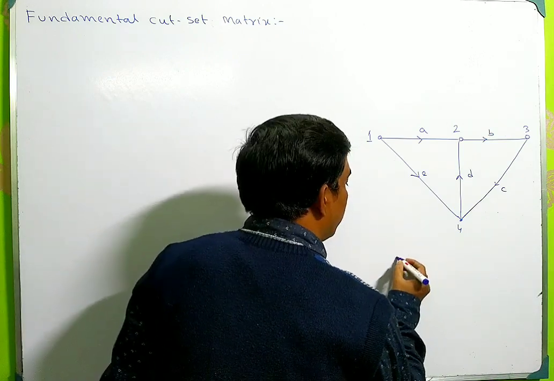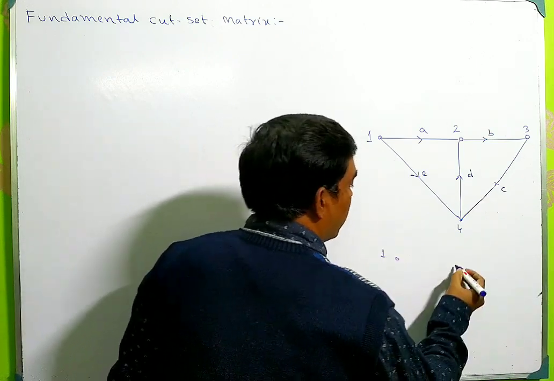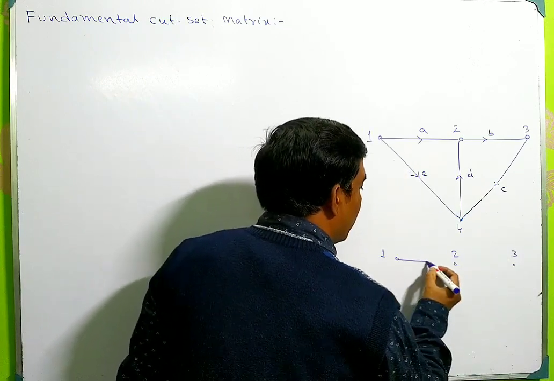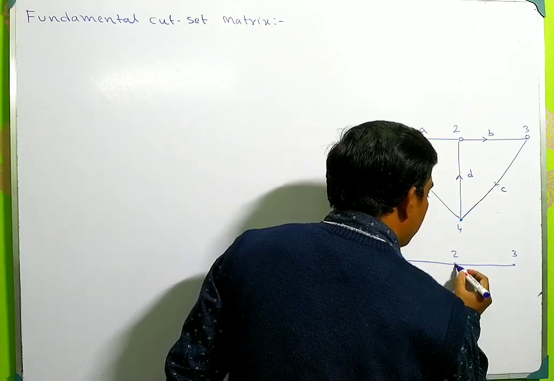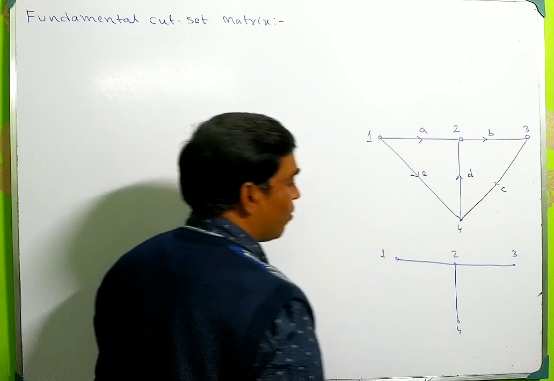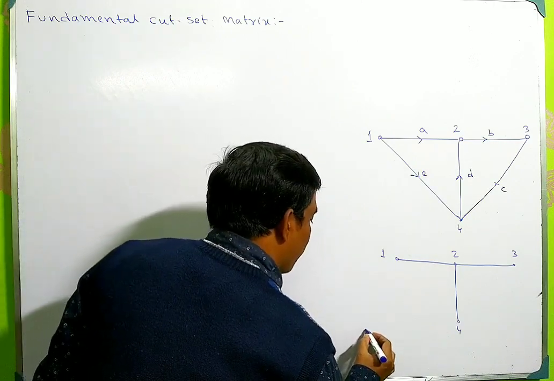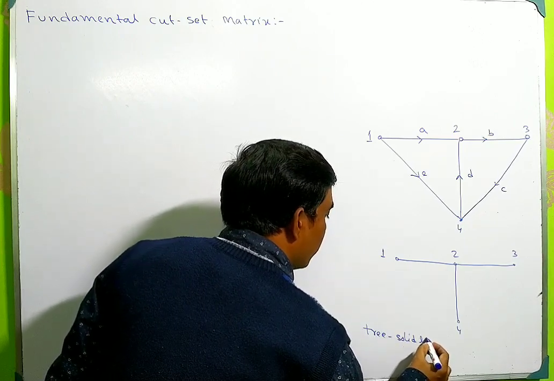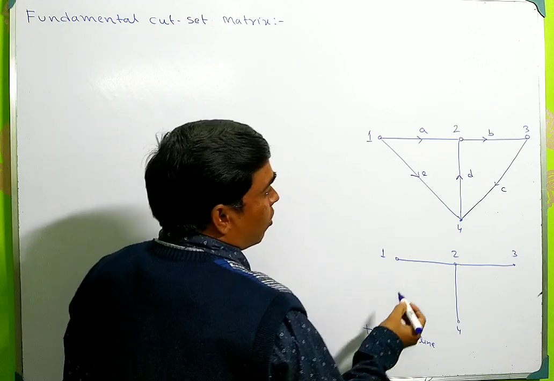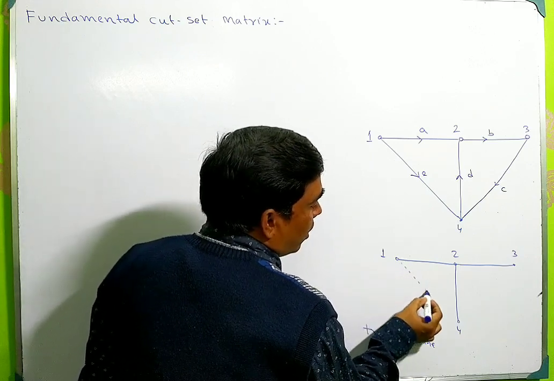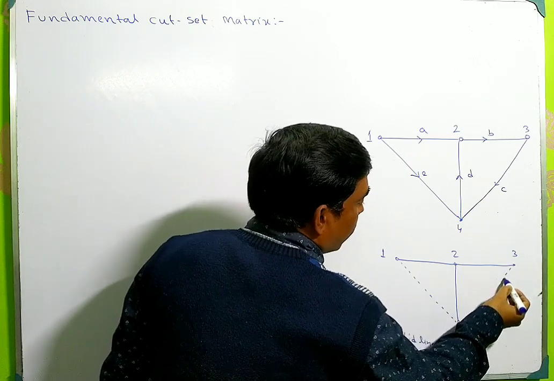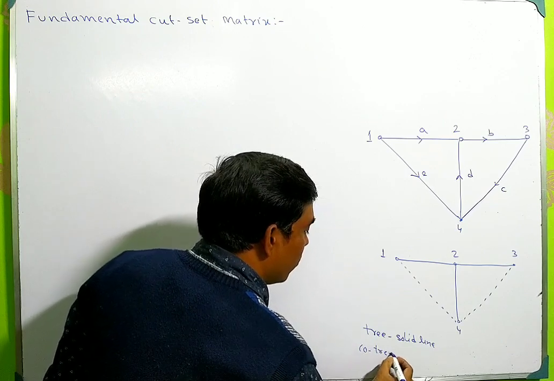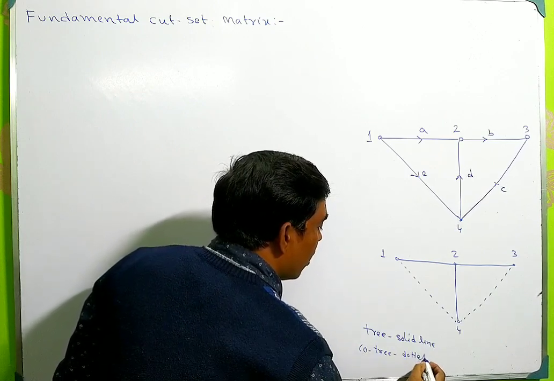Suppose this is 1, this is 2, this is 3. So one tree is this, and this is 4. The tree is the solid line, and the corresponding co-tree is given by the dotted line. So this is the co-tree, the dotted line.